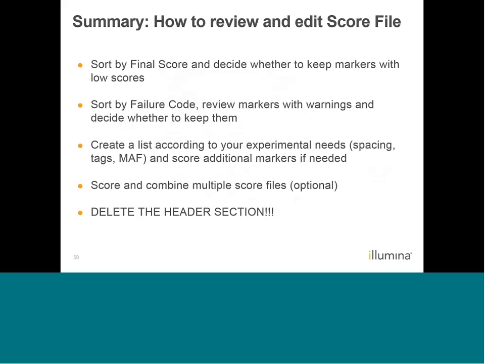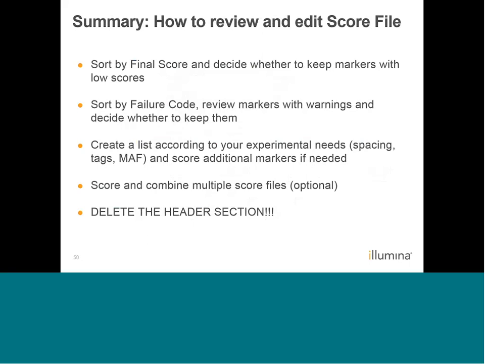So to summarize, when we look at the score file, we're going to set a filter on the column header row. We're going to sort by the final score and decide whether to keep markers with low scores. Then we'll sort by failure code, review any markers with warnings, and decide whether we can fix them and keep them or whether to remove them.